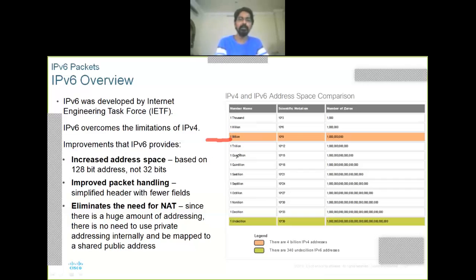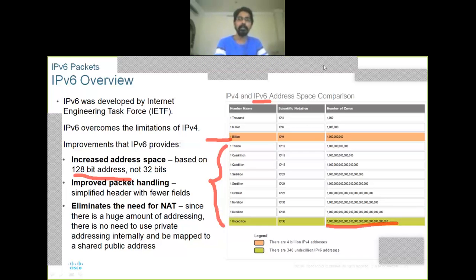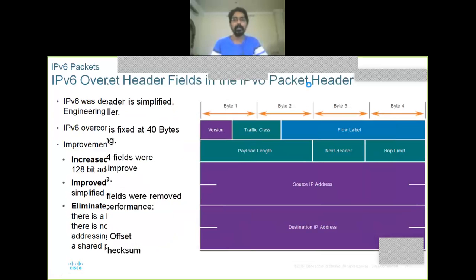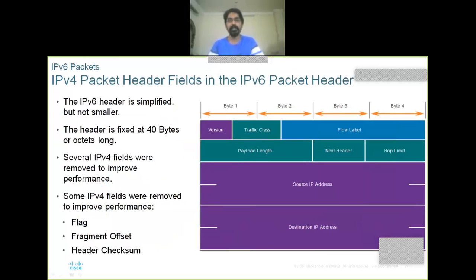To overcome that issue, we have IPv6, which is a 128-bit address. So it can support more than that, 1 undecillion. That means 10 to the power of 36. Observe here, these are the number of zeros. This many addresses can be supported by IPv6. Right. Next, IPv6 header format.